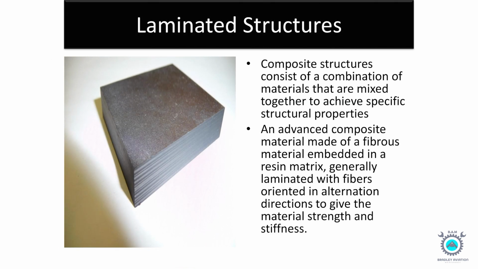Laminated structures. Composite structures consist of a combination of materials that are mixed together to achieve specific structural properties. An advanced composite material is made of a fibrous material embedded in a resin matrix, generally laminated with fibers oriented in alternating directions to give the material strength and stiffness.